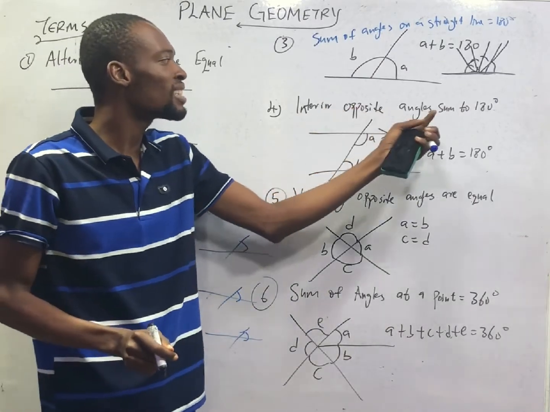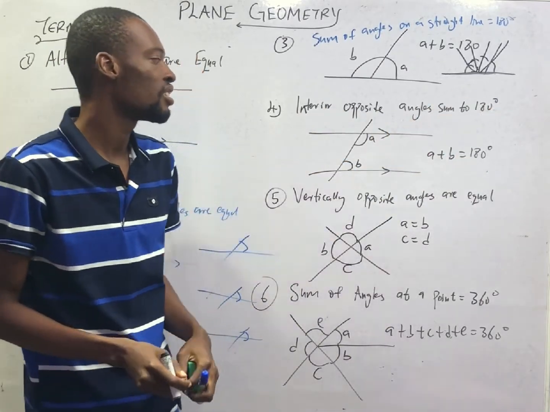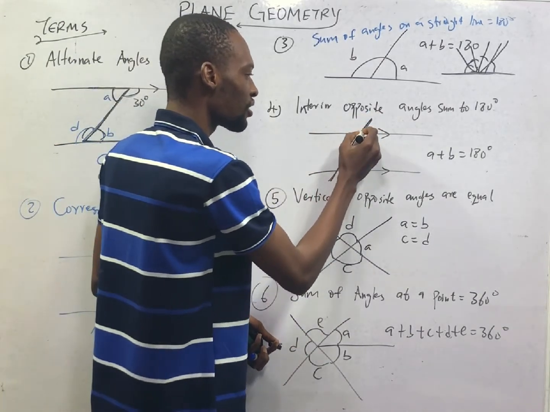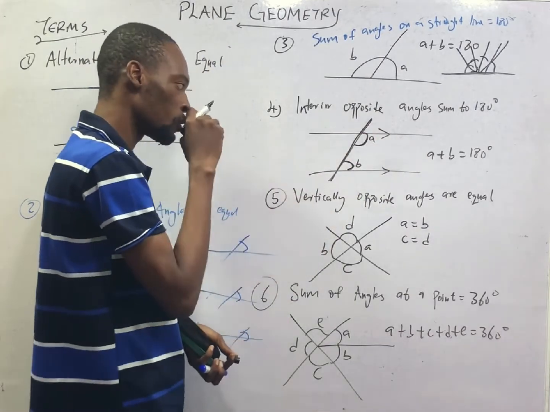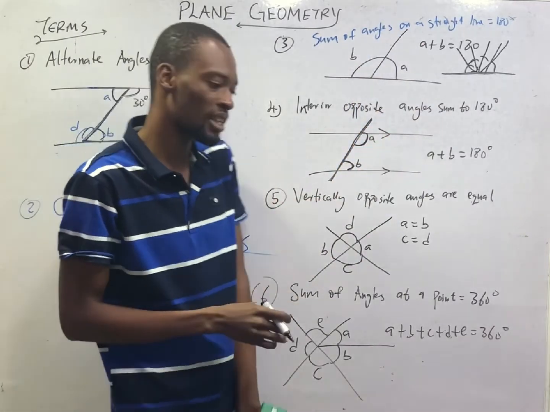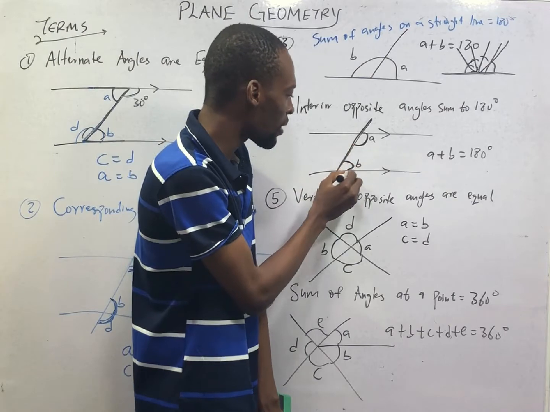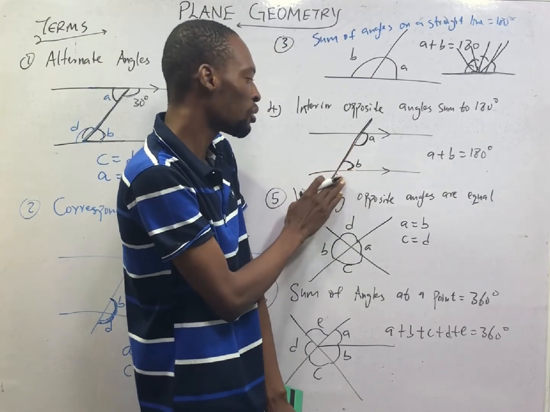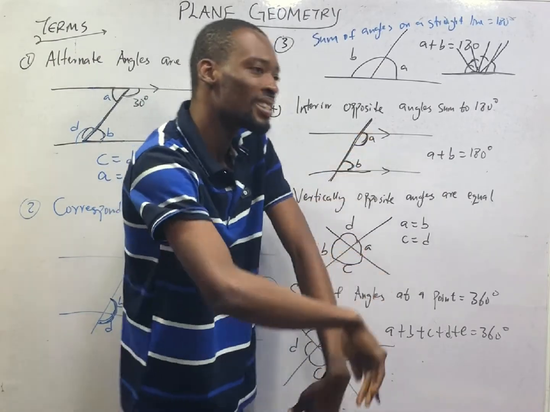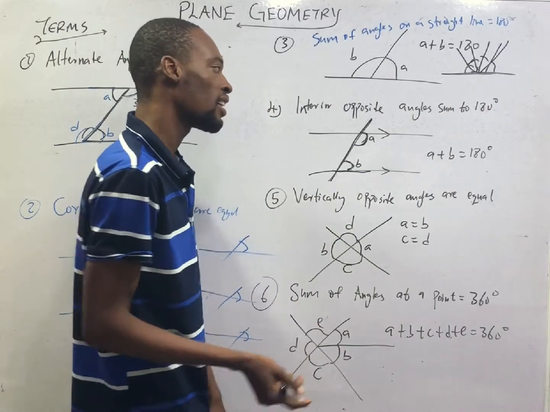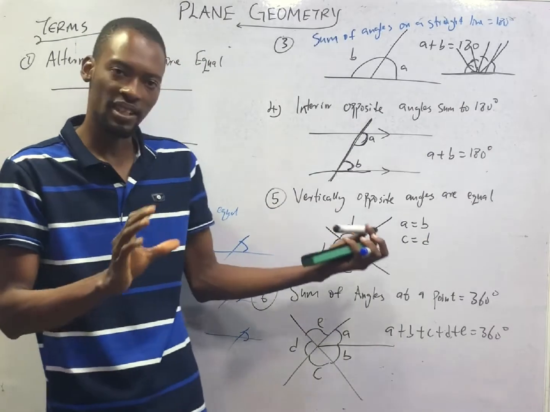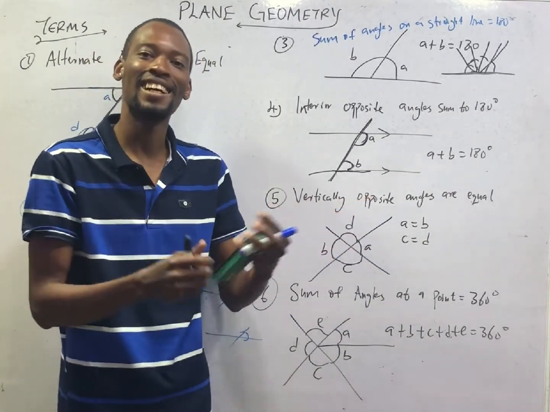Then interior opposite angles sum to 180 degrees. Look at it. You have a line, angles are formed. This and this, they are interior opposite angles. If they were to be on a straight line, they would also be 180 degrees. But look at what is happening. Instead of this one coming out here, it says no, I'm not coming out, I have to be inside. So on two parallel lines, two angles are formed inside. However, when you add the two angles, you form 180 degrees. Don't worry, just understand now. You will see the applications later on.